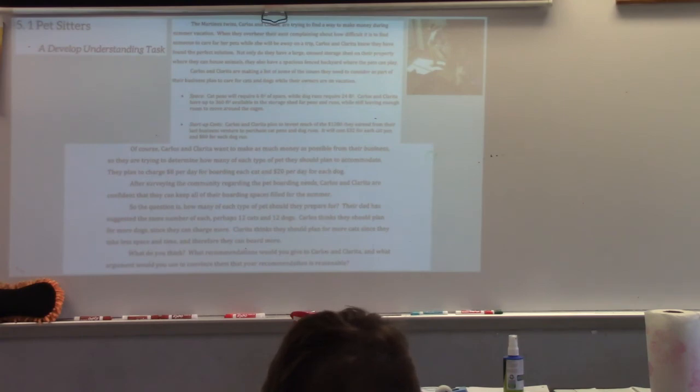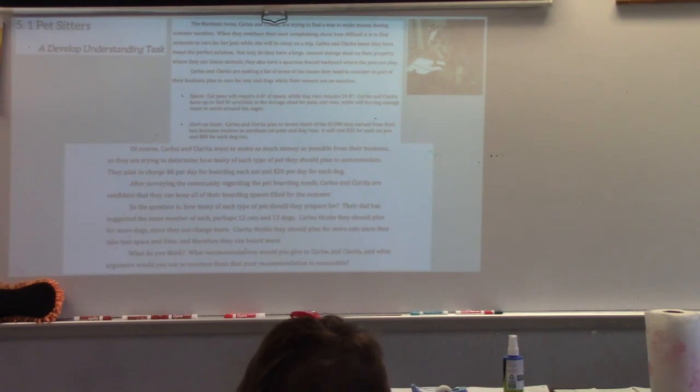Carlos and Clarita want to make as much money as possible from the business, so they are trying to determine how many of each type of pet they should plan to accommodate. They plan to charge $8 per day for boarding each cat and $20 per day for each dog. After surveying the community regarding the pet boarding needs, Carlos and Clarita are confident that they can keep all of their boarding spaces filled for the summer.